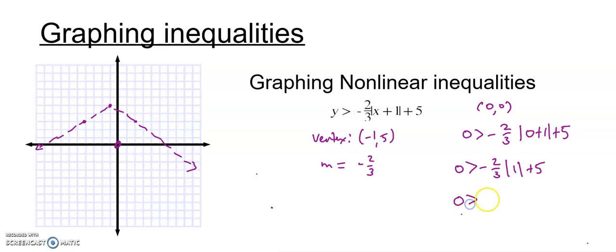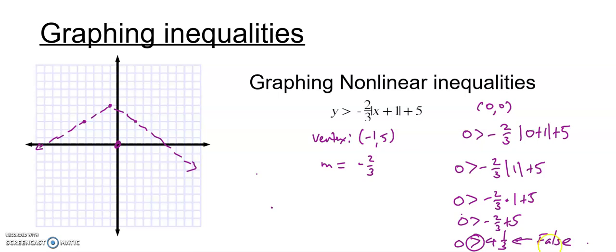So I get 0 is greater than, well, the absolute value of 1 is just 1, so -2/3 plus 5. And 5 minus 2/3 is 4 1/3. So is 0 greater than 4 1/3? Well, in this case, that's false. 0 is not greater than 4 1/3.